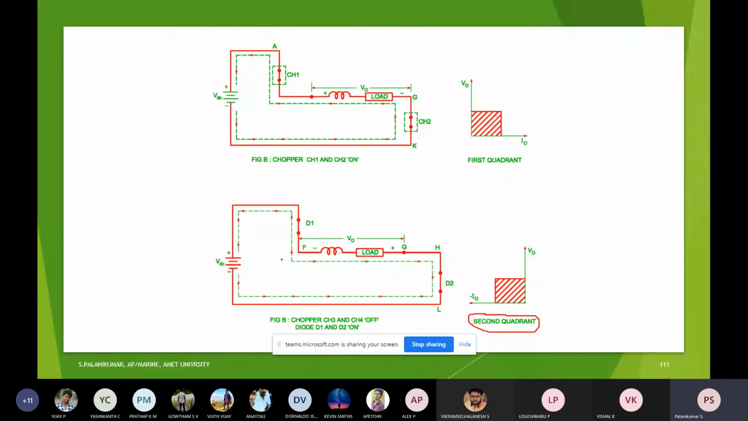But the output voltage remains the same. The voltage direction remains the same, but the current has changed, so the current goes in the opposite direction. Whereas here, the current is going in this direction. So if you see both cases, the voltage is positive but the current becomes negative. This facilitates the second quadrant operation. This is how we go from the first quadrant to the second quadrant operation.